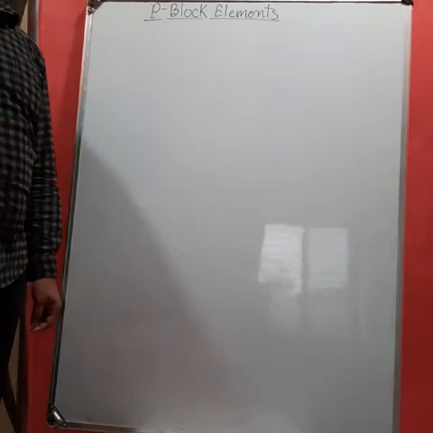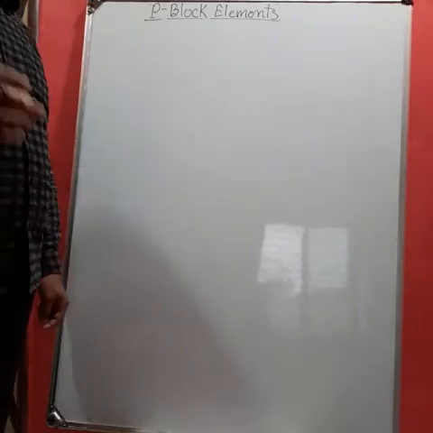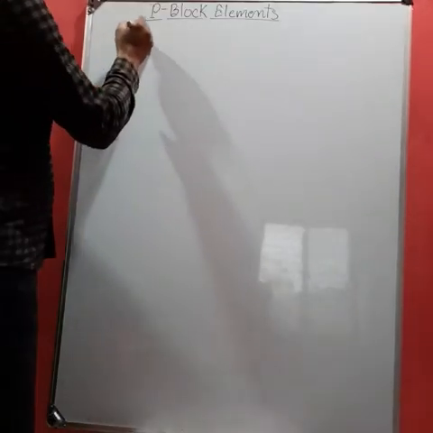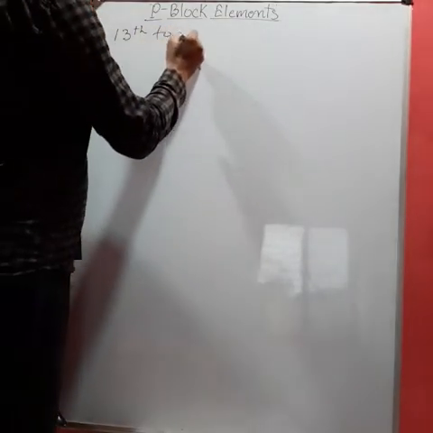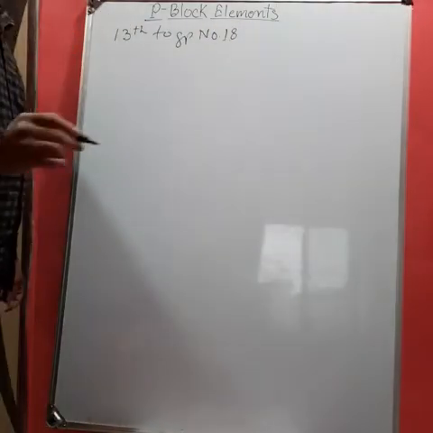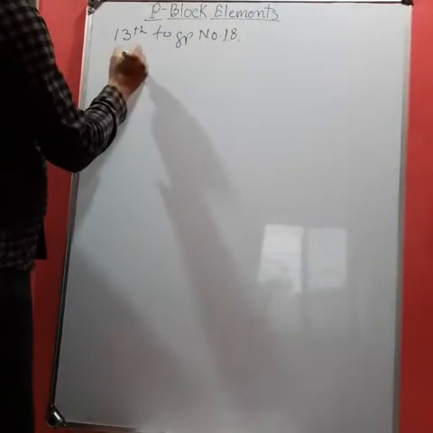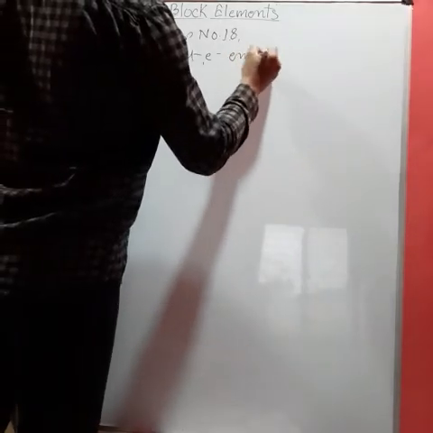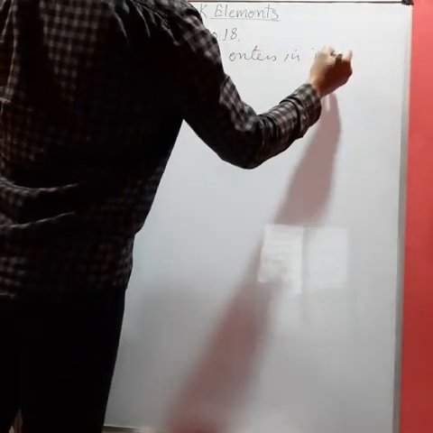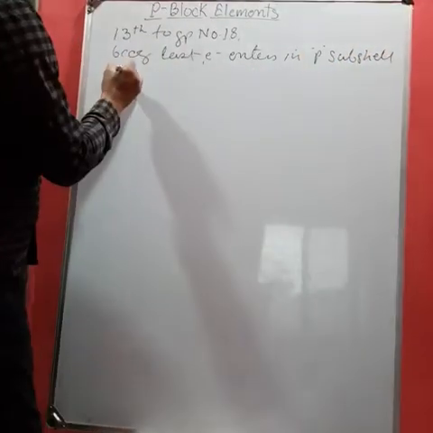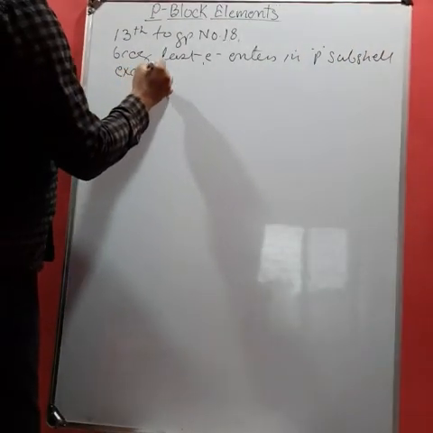Okay, students, P block elements. That is the right side of the periodic table. There are six groups, starting from group number 13 to group number 18. These elements are called P block elements because the last electron enters the P subshell. Except, what? There is an exception also.